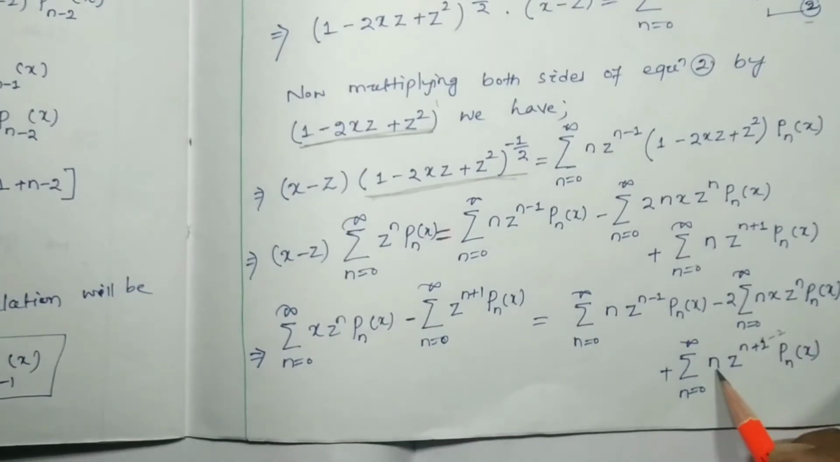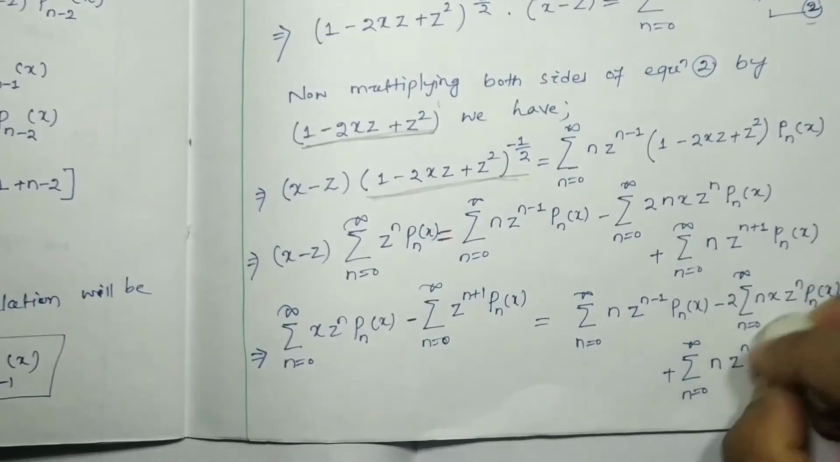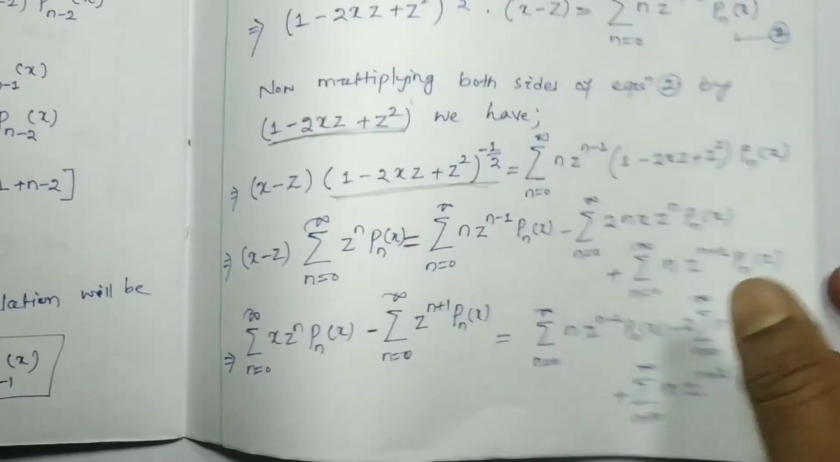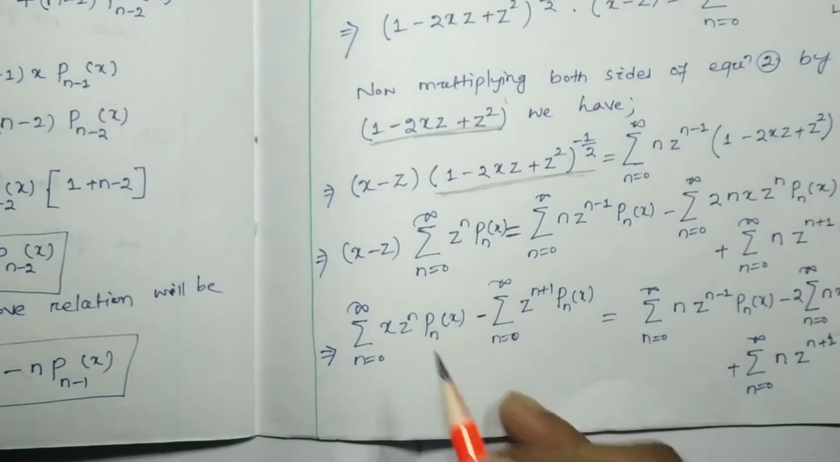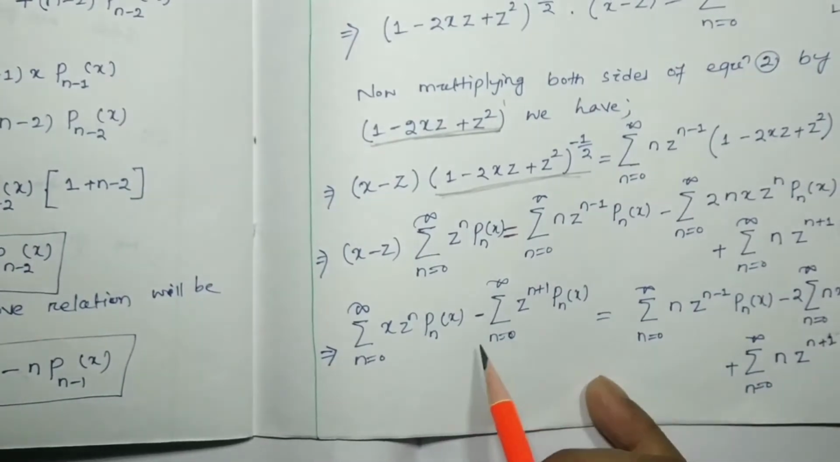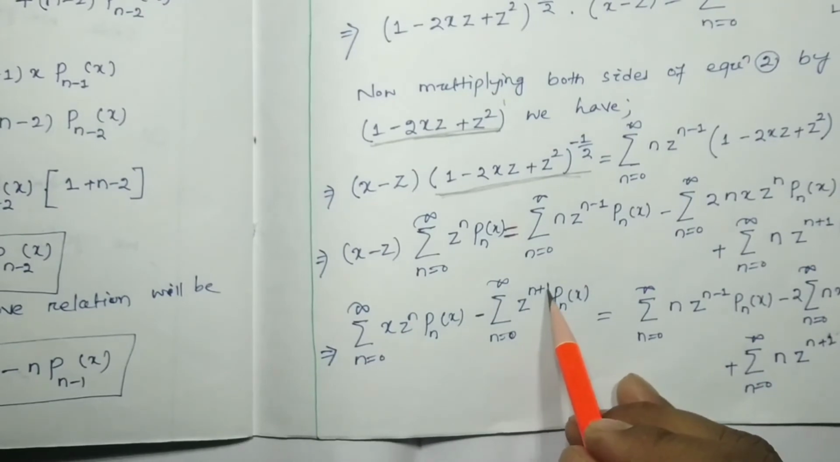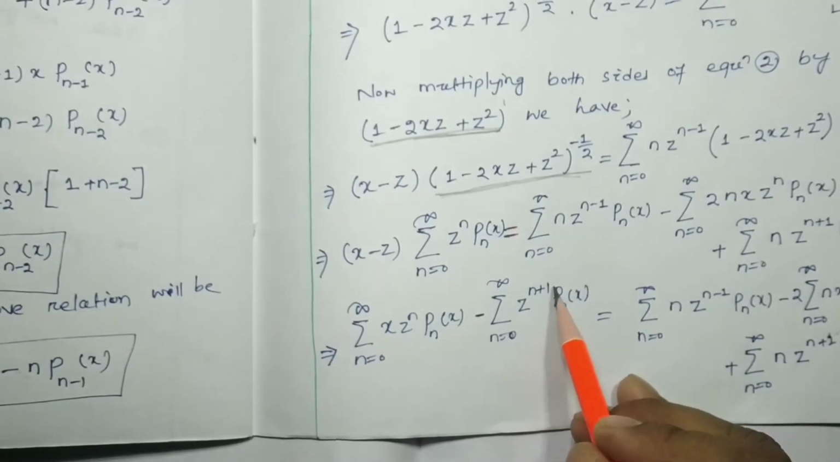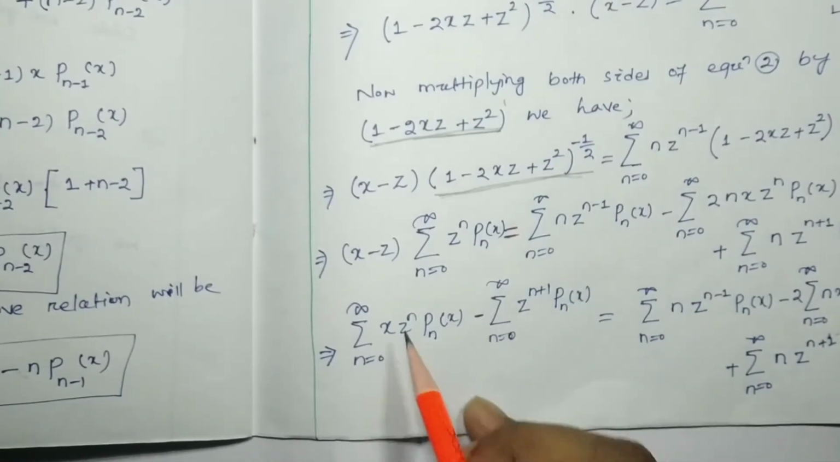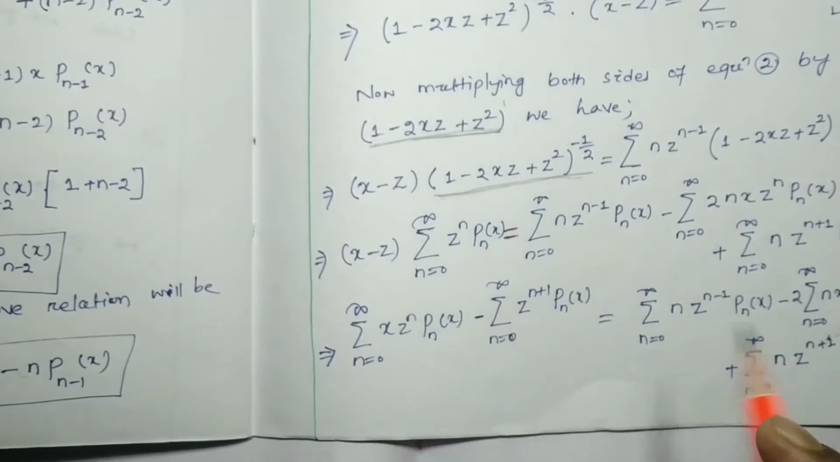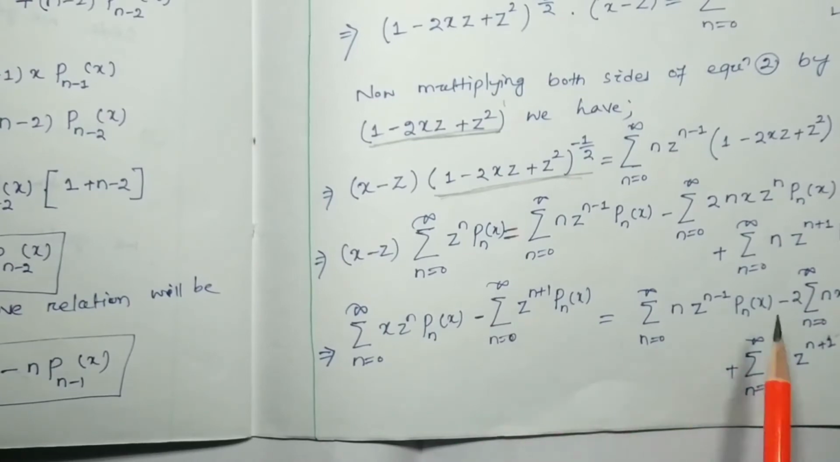So here we have to consider n minus 2. On the left-hand side we have z to the power n plus 1. To find z to the power n minus 1, I have to subtract 2, so n plus 1 minus 2 gives n minus 1. So now we compare the coefficients of z to the power n minus 1 on both sides.